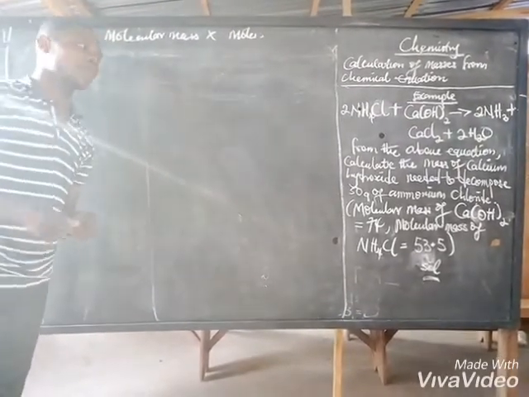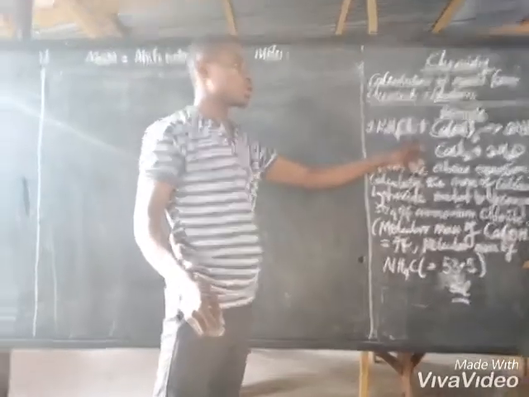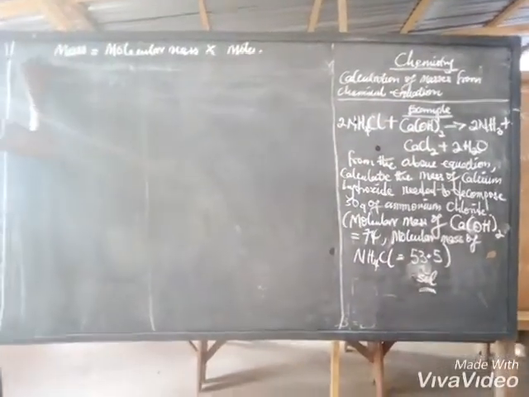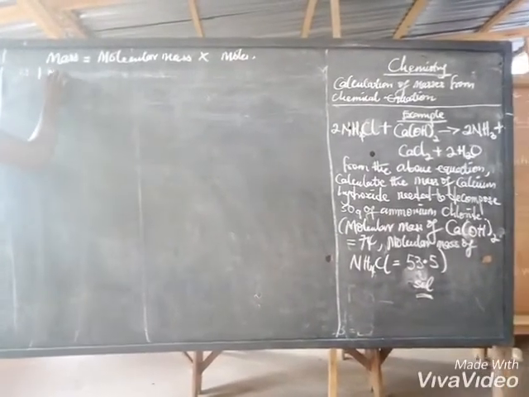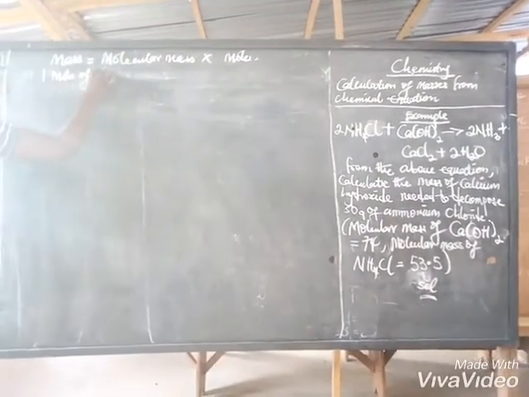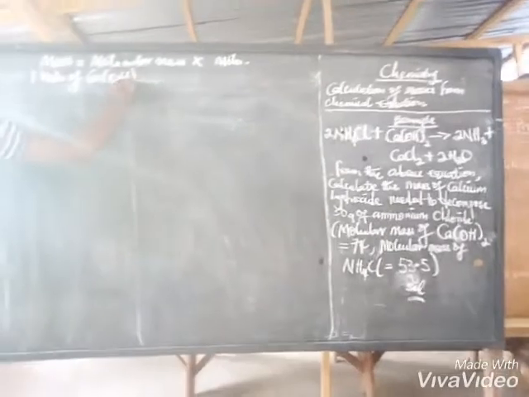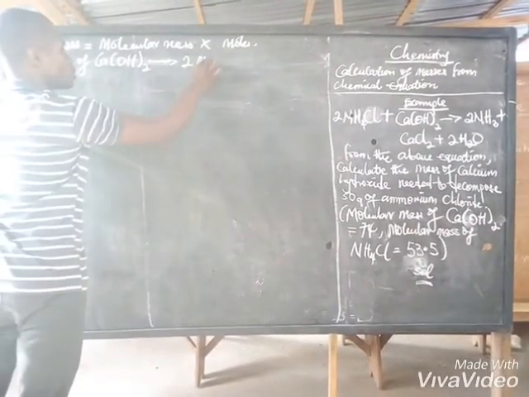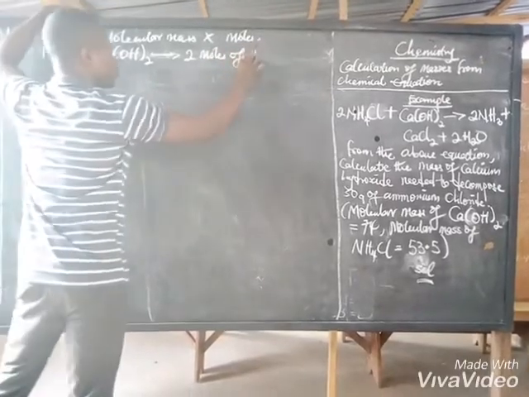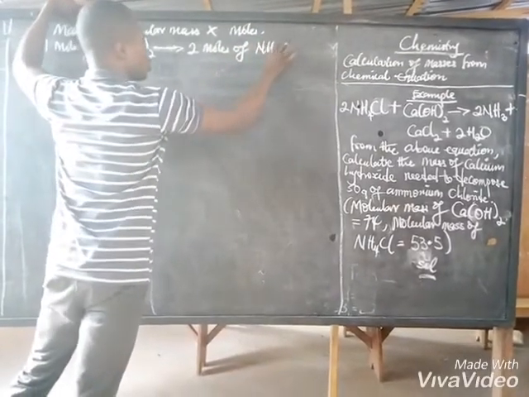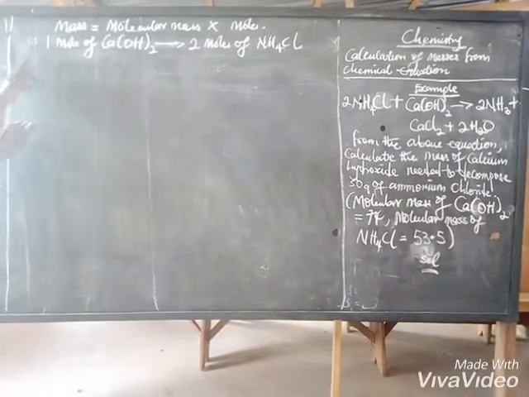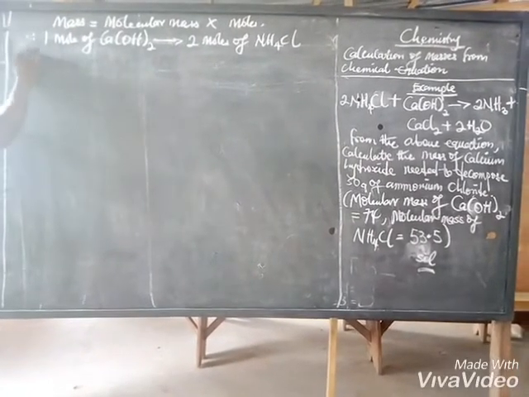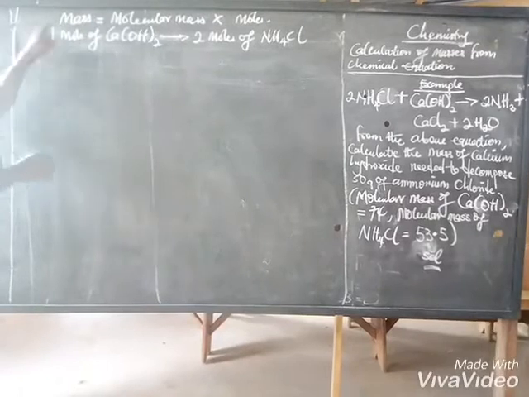So from what we have here, 2 moles of ammonium chloride reacting with a mole of calcium hydroxide, 1 mole of calcium hydroxide will decompose 2 moles of ammonium chloride. Okay, so we have to change the moles to grams in order to solve the question correctly. Therefore, we have mass.